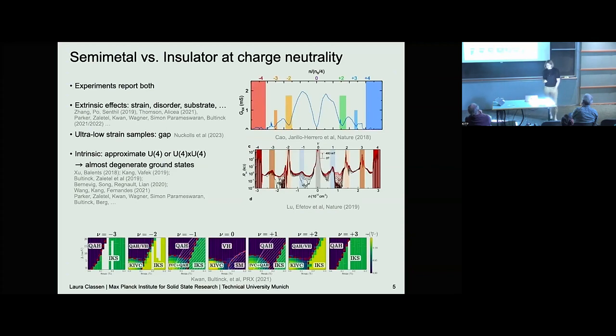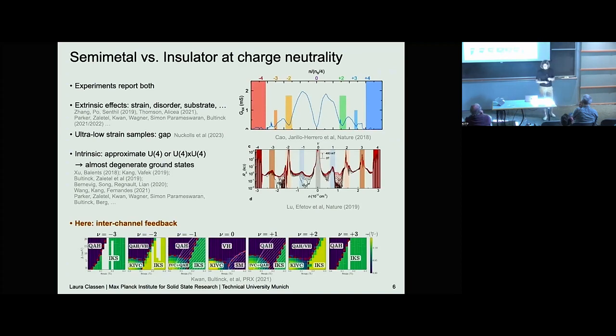Because of that, there are almost degenerate ground states which all have similar energy, and this has been investigated in an impressive, extensive number of works, mainly within self-consistent Hartree-Fock theory. But of course, if you have such a situation with many ground states close by in energy, there's another intrinsic effect which is important, and that's the interchannel feedback, so the competition of these orders.